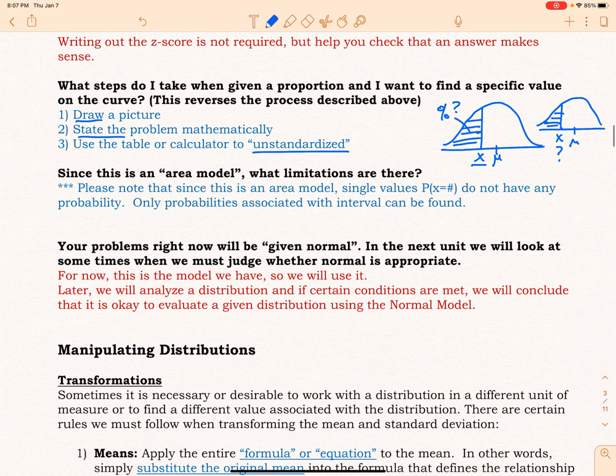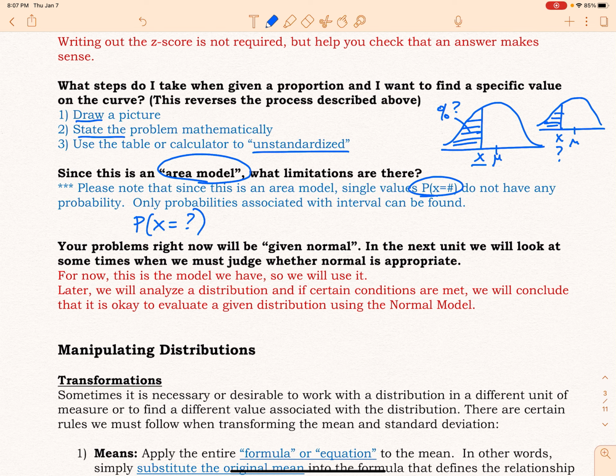Again, I'm going to show you how to do this in actual examples. So one of the things we need to talk about with the normal curve is this idea that it is an area model. So what limitations might there be? Well, the biggest limitation is that you can't find the probability that x equals something, because equality means just at that one value.